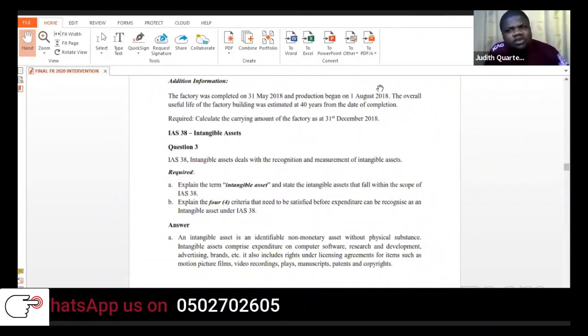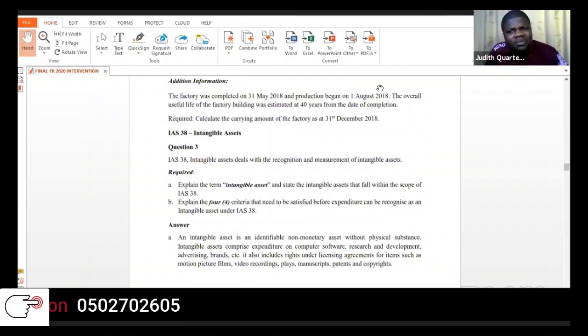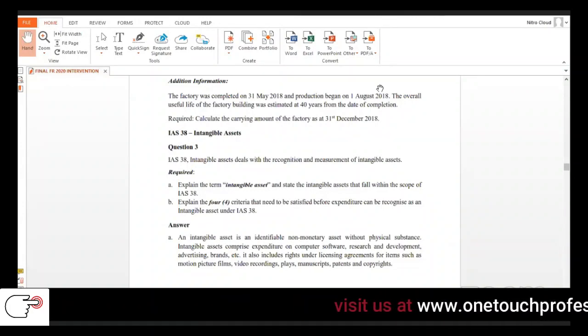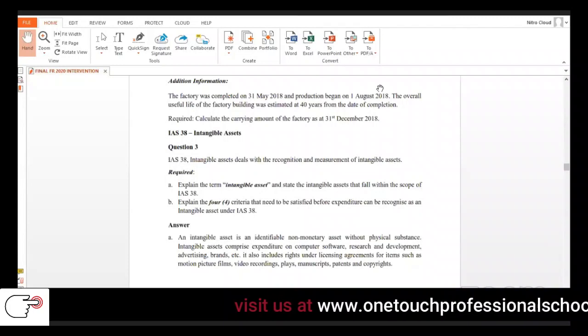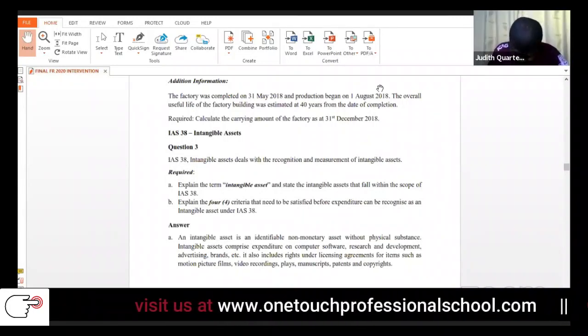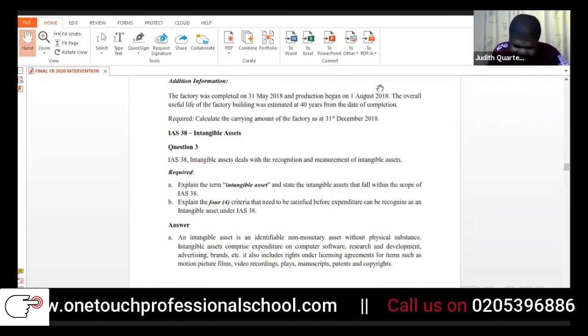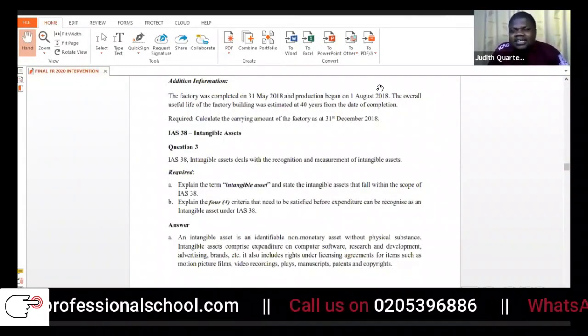I hope you have gotten your value for your money. So we only did three standards. We did three of the standards. The rest of the standards are there.